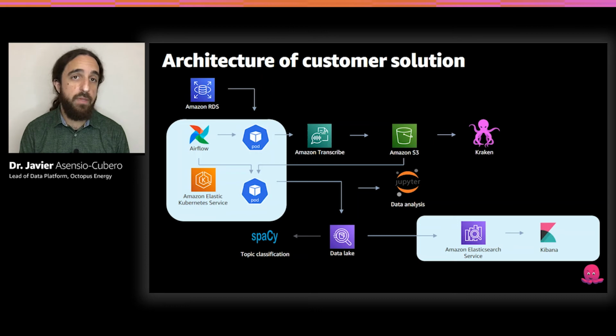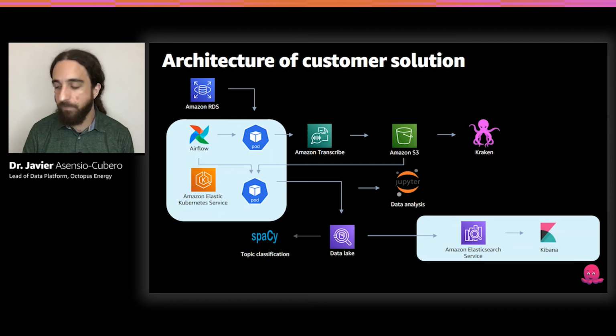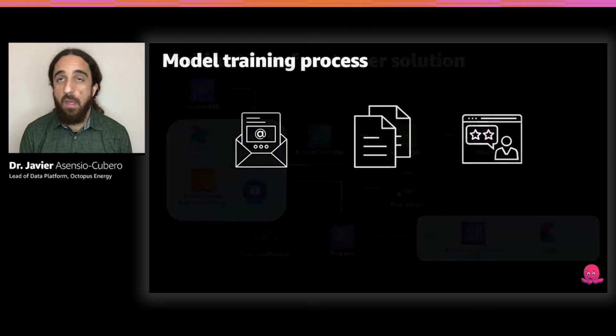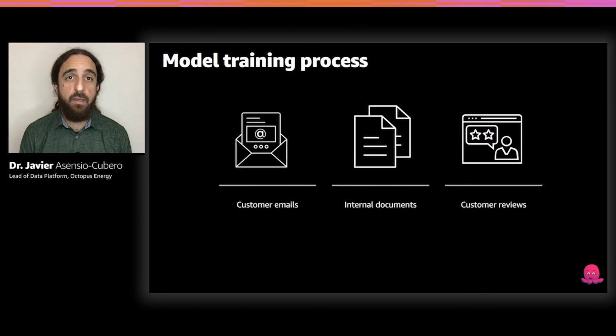But of course, the pipeline doesn't stop there. We have another bunch of tasks. For instance, we perform a topic classification over the calls. We offer the call content to our data analysts so they can pull the data and get more insights. And we also offer this content to the rest of the business via Elasticsearch and Kibana.